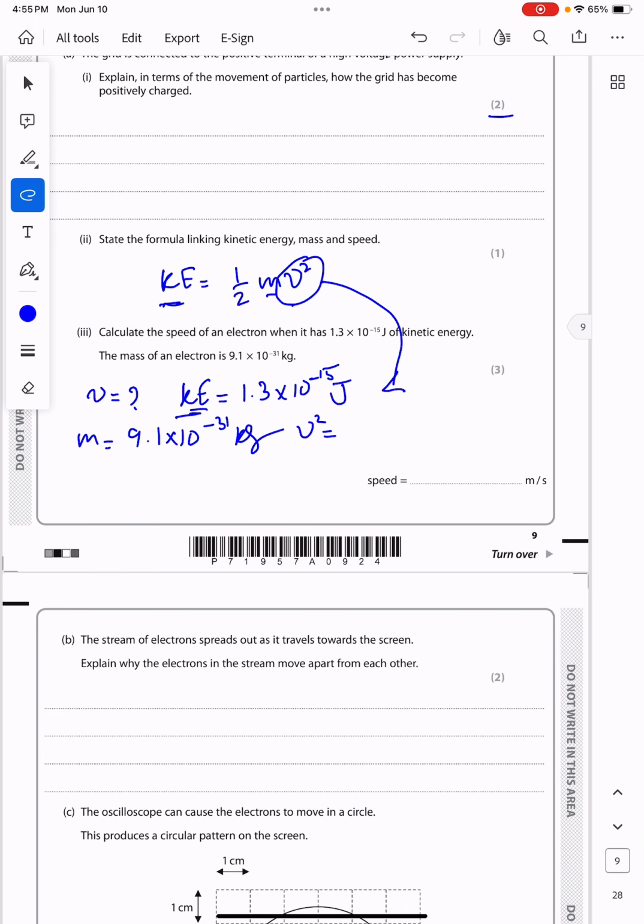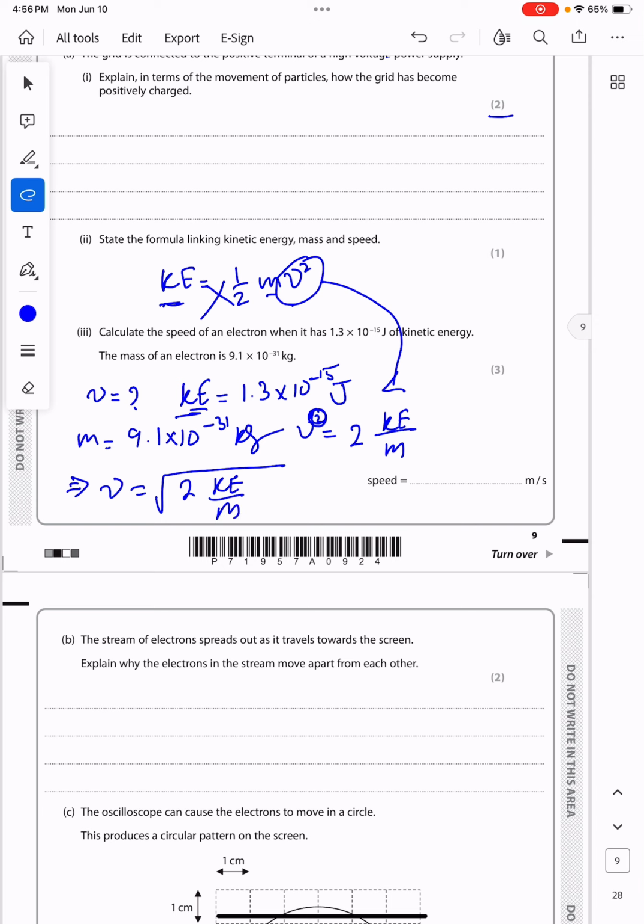V squared is equal to 2 times kinetic energy over the mass, right? And don't forget the square here. So if we want to find only the velocity, we will have to take the square root of this.